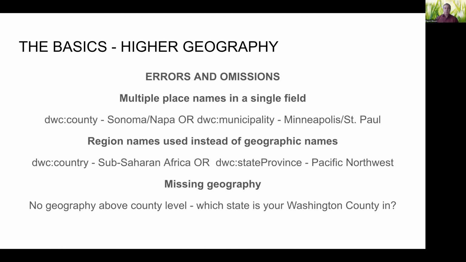As simple as these terms may seem, many people use these fields incorrectly. So I'd like to share some of the common inaccuracies with you in the hope that you can avoid them in your data. One common error is to list more than one place in a single geographic field.